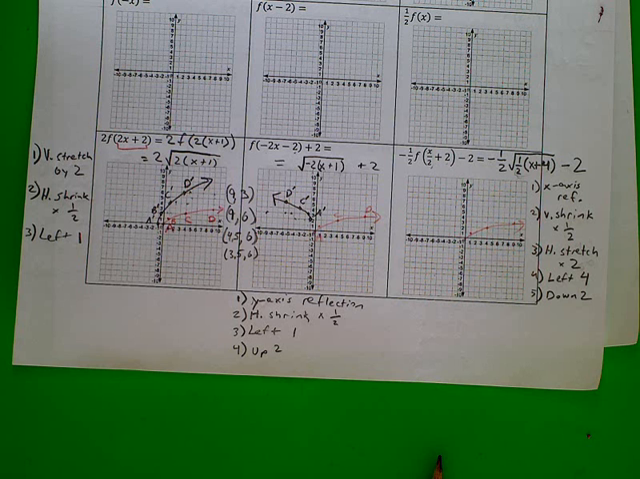Let's do this one. So first you're going to reflect across the x. And then we want to vertically shrink it down. And then we want to horizontally stretch it out.